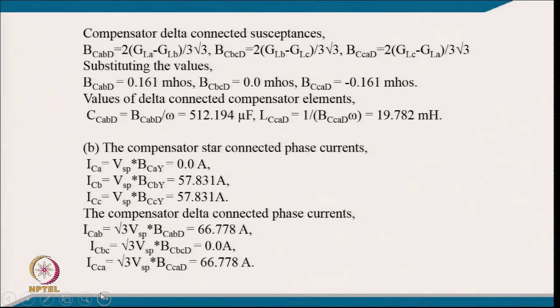And for the delta connected compensator susceptances, from these relations which we derived in the last class, we can put the values and get these susceptances, and the value of the delta connected element as a capacitor is 512.194 microfarad, and the inductance across the typically here is 19.7282 millihenry.